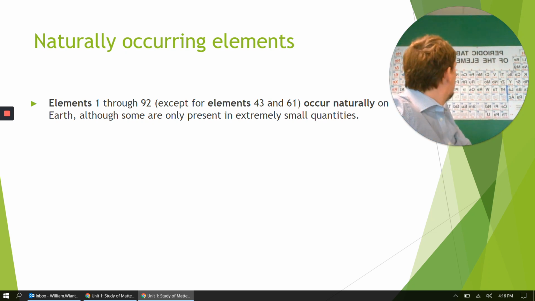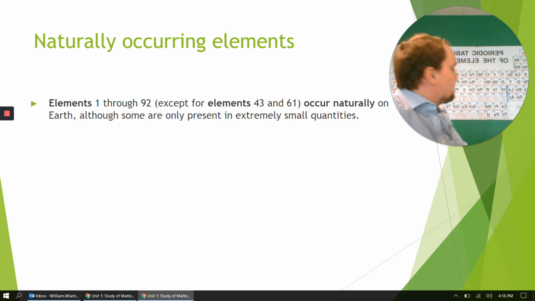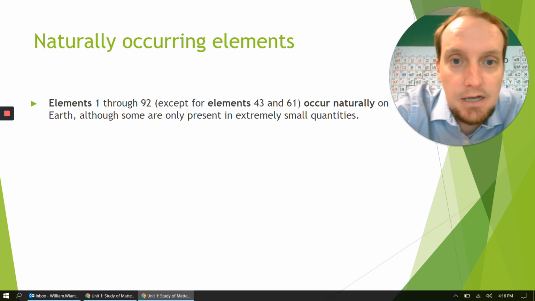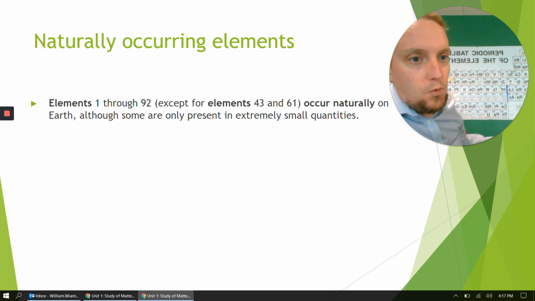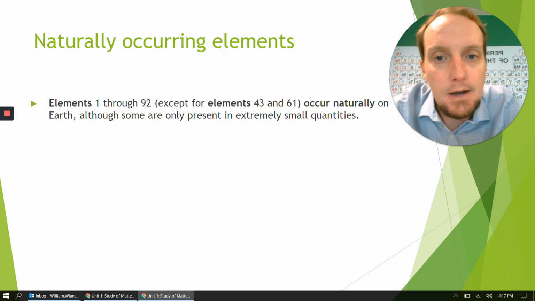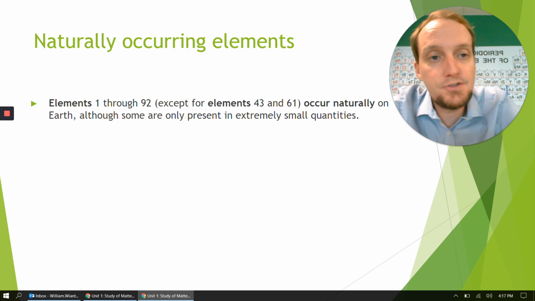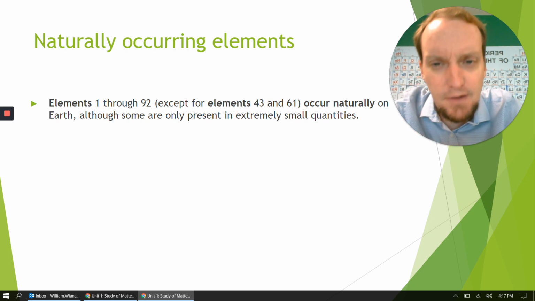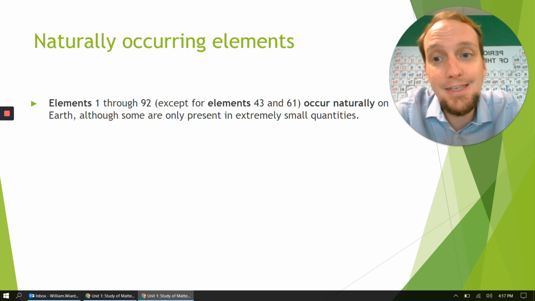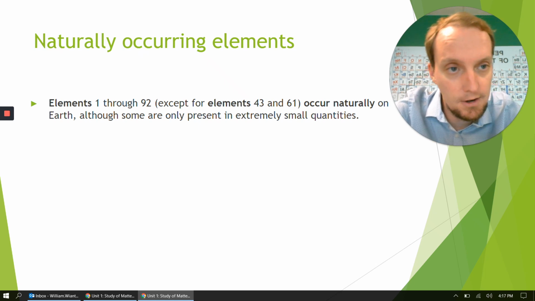43 is technetium. No, I thought we had technetium on Earth. And 61 is promethium, PM. I don't have that one memorized. It's way down here. Those are hard to memorize. Anyway, with the exception of those two, those are all naturally occurring on Earth. Now, really, there's only a few that are very, very common, very predominant, and the vast rest of those 92 are extremely rare.